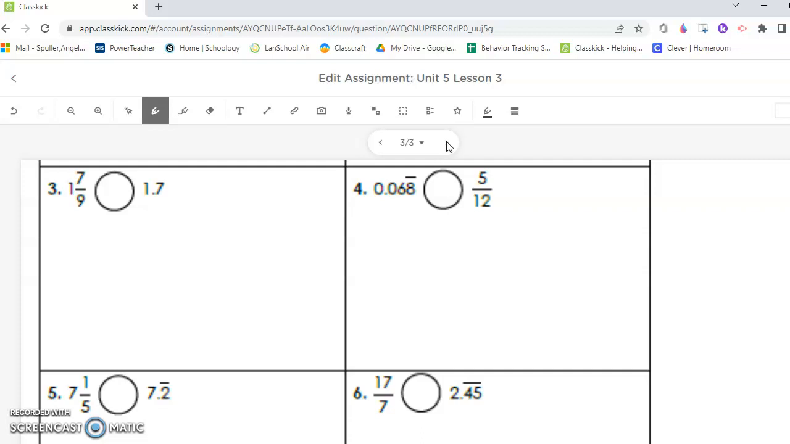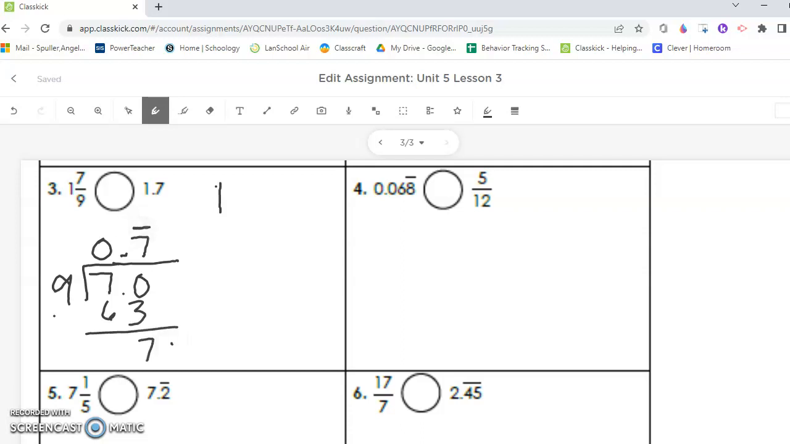All right, so this one is equal to 1. Well, let's see, 7 divided by 9. Well, 9 times 7 is 63. Uh-oh, this is just going to get me this one repeating. 1.7 repeating. Now this one's not 1.7 repeating, it's 1.70. So this is greater.